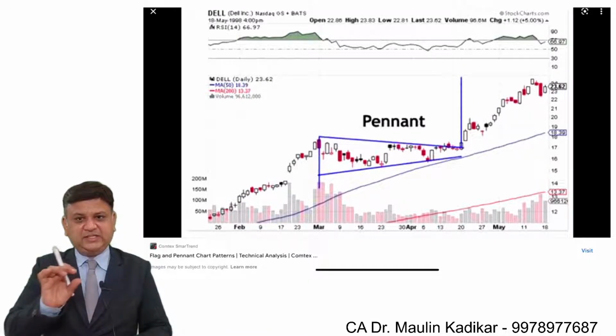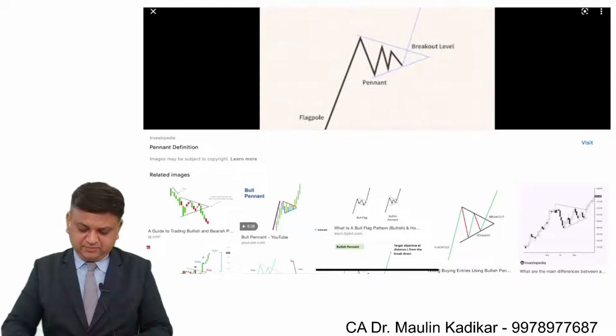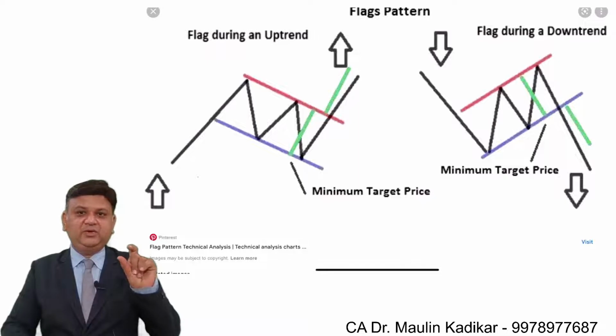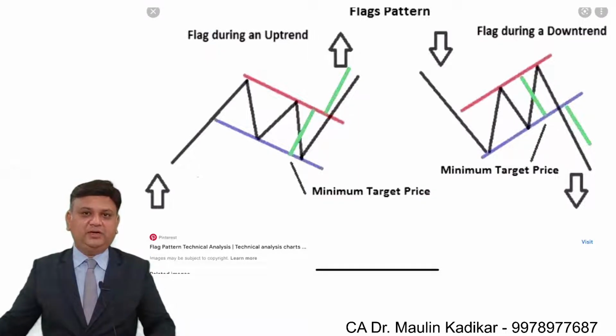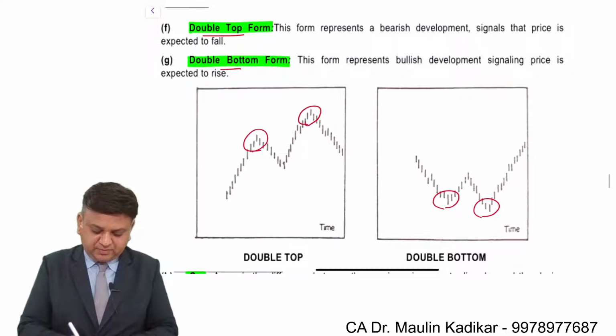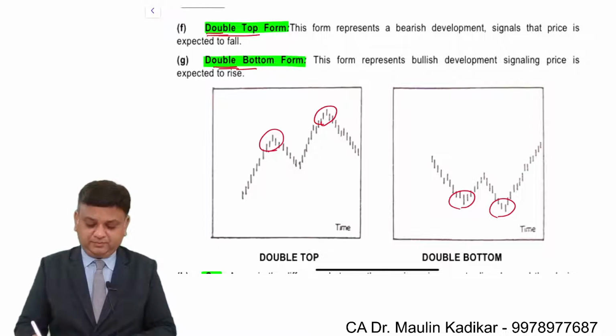So you can see that again a flag is formed and the price will move in the same direction. So it is the flag during upward trend, flag during the downward trend. The next is the double top form and double bottom form.